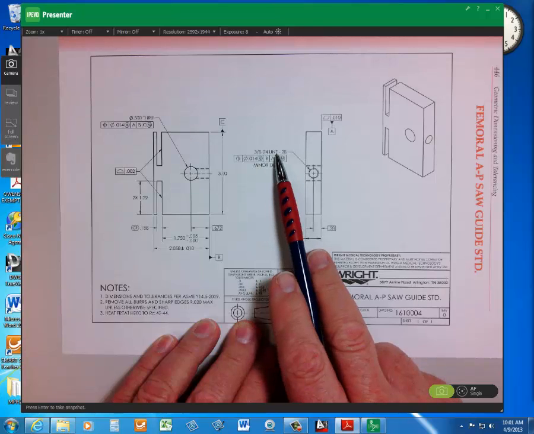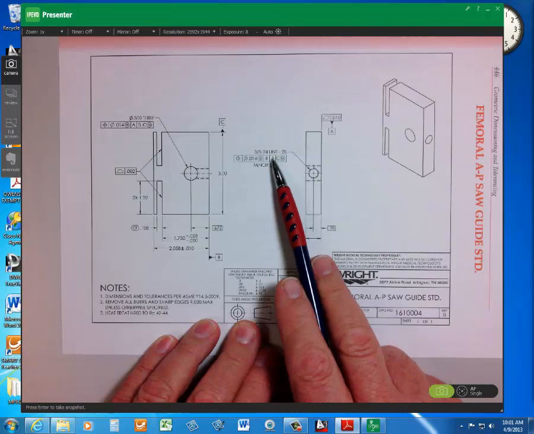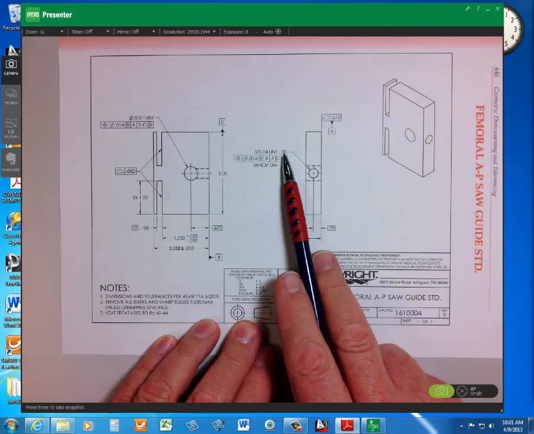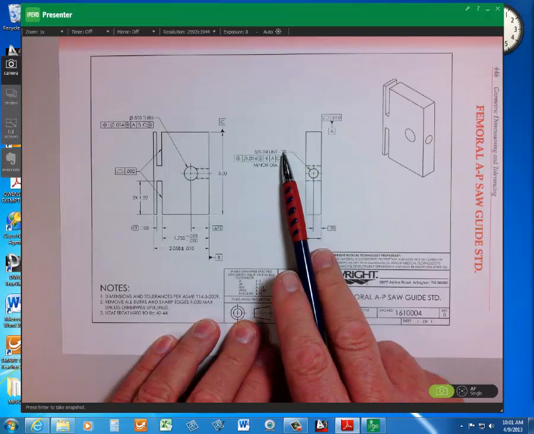Unified National Fine is the form, okay? Unified National Fine, 2B, that's the rating or the way that it fits to the screw. Okay, this class of fit 2B. So B is an internal. You can tell that's an internal thread. Then 2 is the class of fit.